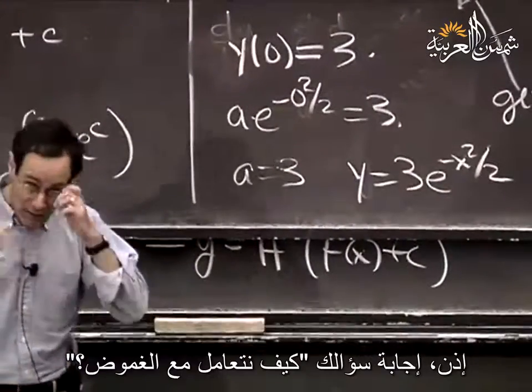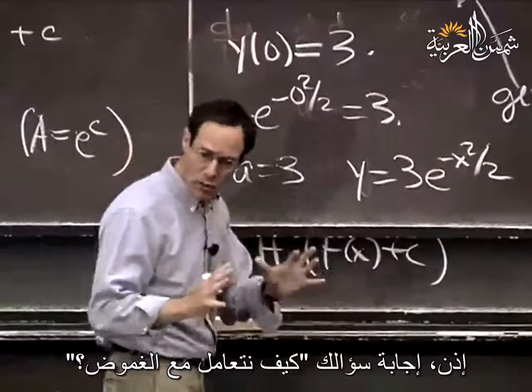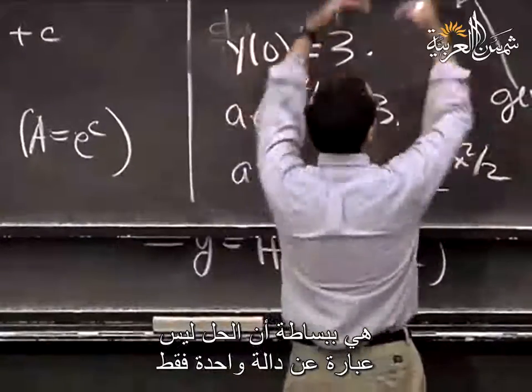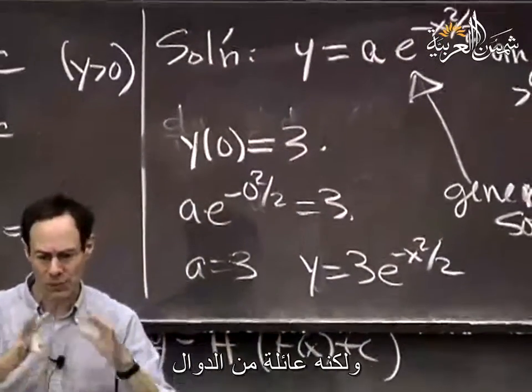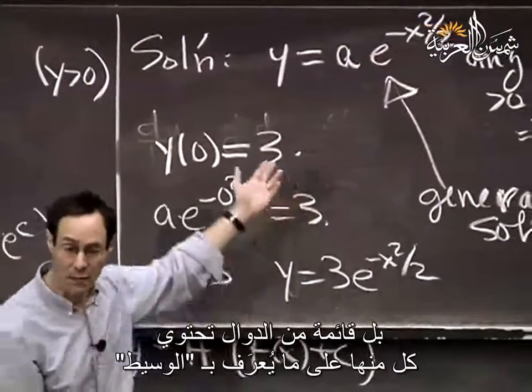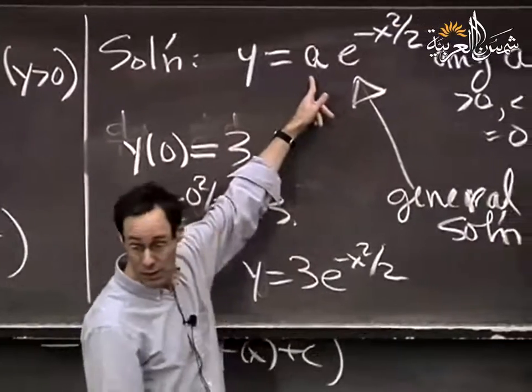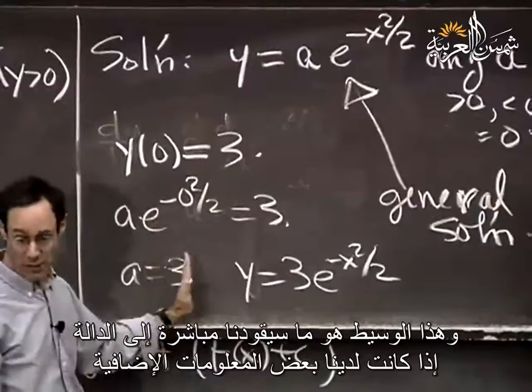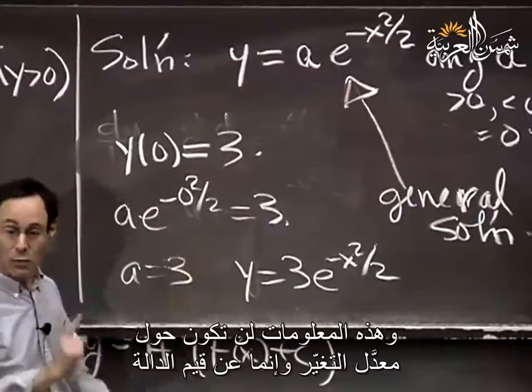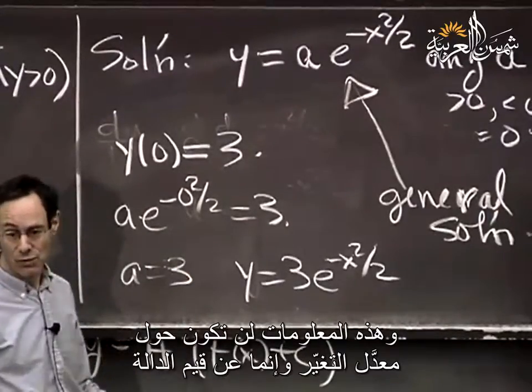So the answer to your question, how do you deal with the ambiguity, is that you simply say what the solution is, and the solution is not one function, it's a family of functions. It's a list, and you have to have what's known as a parameter. And that parameter gets nailed down if you tell me more information about the function. Not the rate of change, but something about the values of the function.